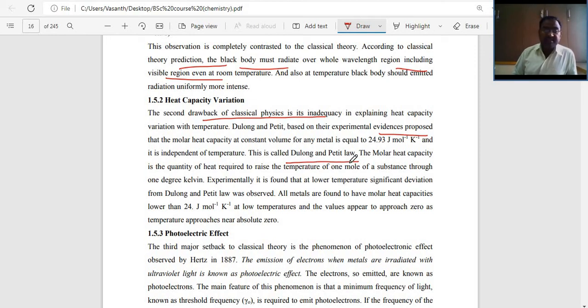The molar heat capacity is the quantity of heat required to raise the temperature of 1 mole of a substance through 1 degree Kelvin. Experimentally, it is found that at lower temperatures significant deviation from Dulong and Petit's law was observed. All metals are found to have molar heat capacities lower than 24 joule per Kelvin.